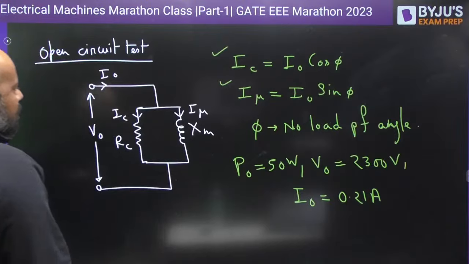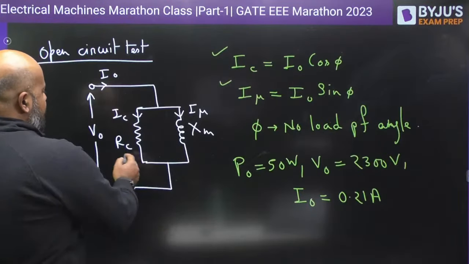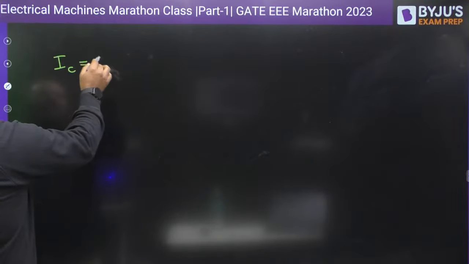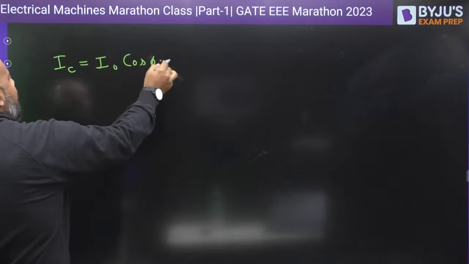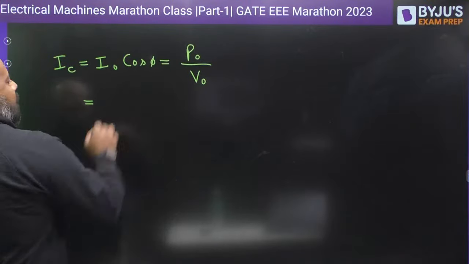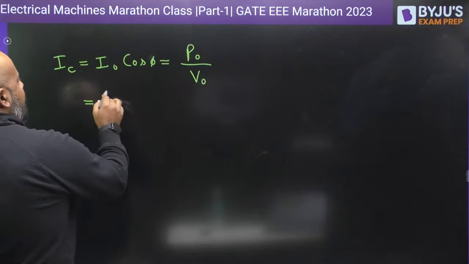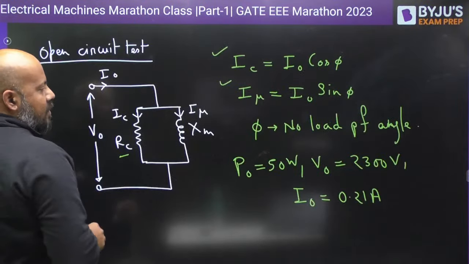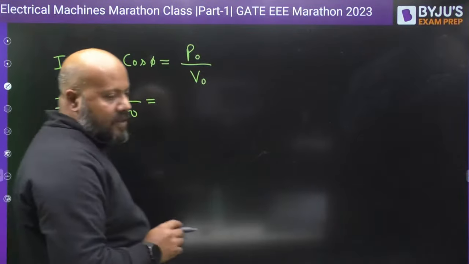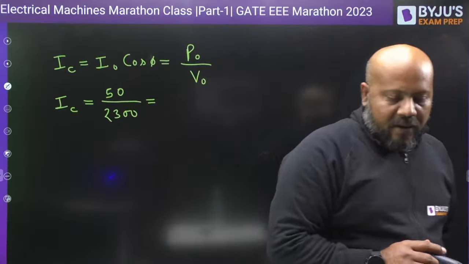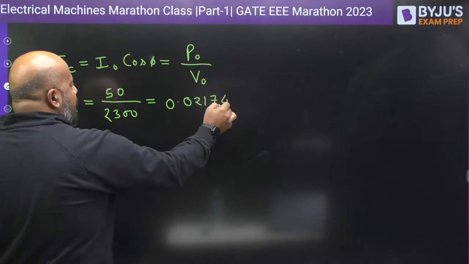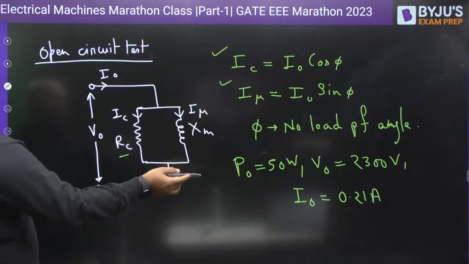The moment you find IC and I mu, it is very easy. You can find what is going to be this RC and XM, yes or no? So what is IC? You can write IC as I naught cos phi, which is nothing but P naught upon V naught, yes or no? So what is P naught? It is given as 50 watts. What is V naught? It is 2300. Just solve this. What value are you getting for IC? As per my reference, it is 0.02174 amperes.